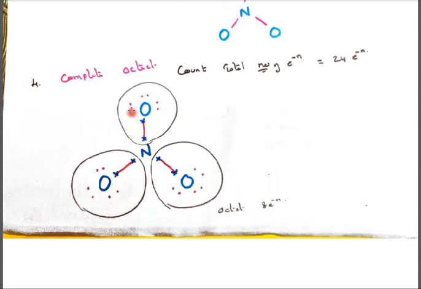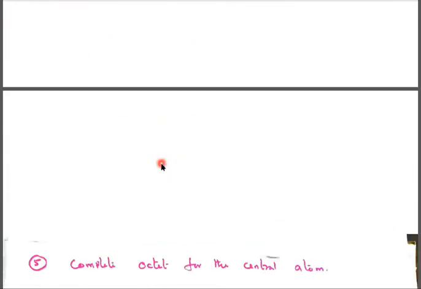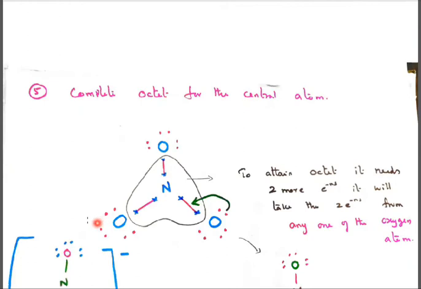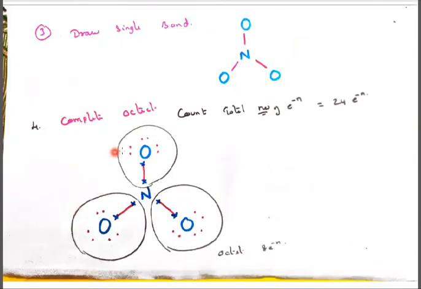This oxygen contains 3 lone pairs, 6 electrons, plus 2 bonded electrons, 8 electrons. So each oxygen carries 3 lone pairs, 6 plus 2 bonded electrons, 8 electrons. According to the octet rule, 8 electrons. Complete the octet for the central atom too. First we have satisfied the octet rule for all 3 oxygens: 8 electrons, 8 electrons, 8 electrons.